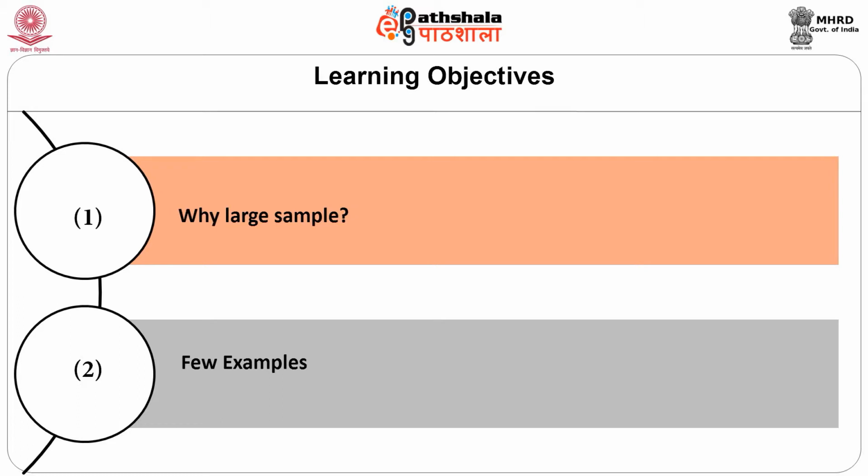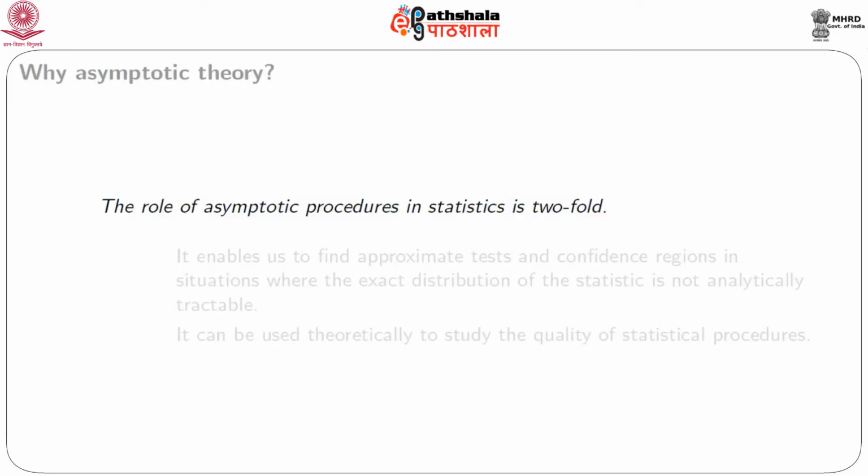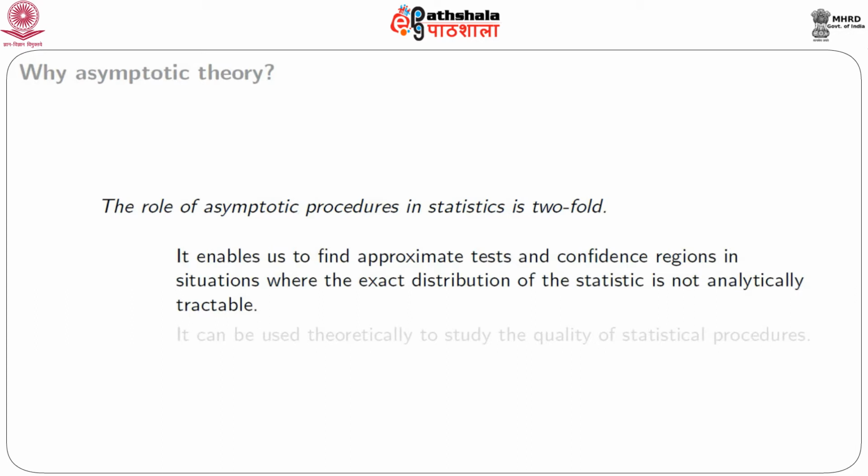So, the objective of this module is to learn why large sample methods are necessary, and we shall illustrate the necessity by means of some real life examples. The role of asymptotic procedures in statistics is actually twofold. Number one, it enables us to find approximate tests and confidence regions in situations where the exact distribution of the statistic is not analytically tractable. And secondly, it can be used theoretically to study the quality of statistical procedures.